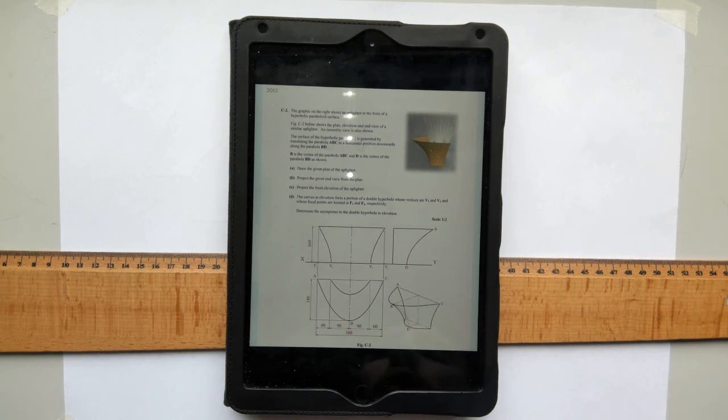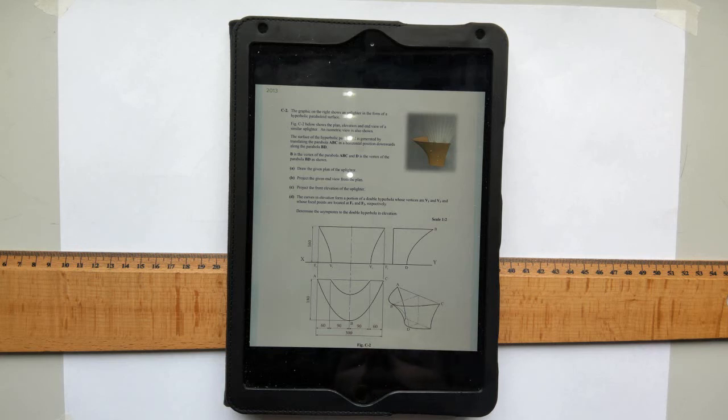Hi lads, in this video I'm going to go through how to do the 2013 higher level C2 question. It tells us the graphic on the right shows an uplighter in the form of a hyperbolic paraboloid surface. Figure C2 below shows the plan, elevation, and end view of a similar uplighter. An isometric view is also shown.